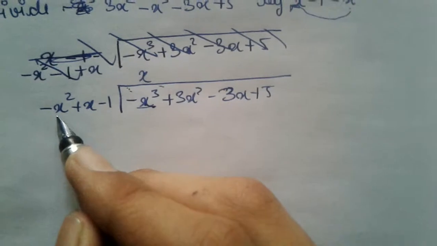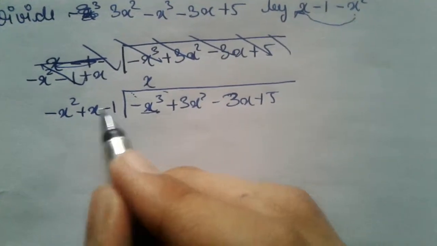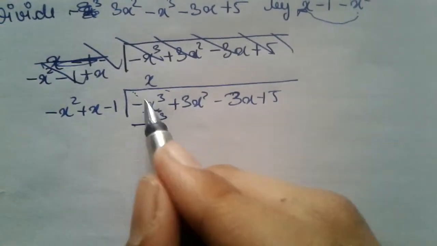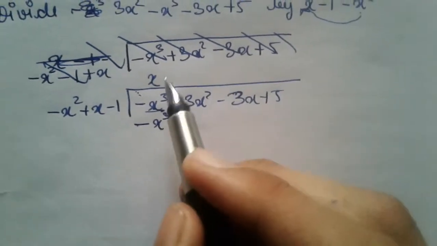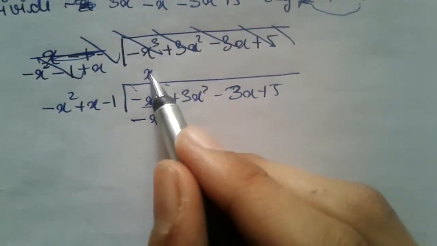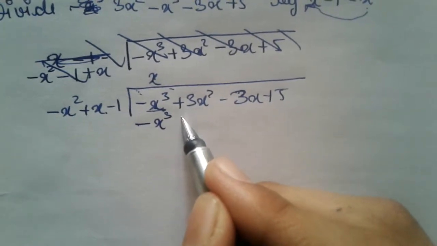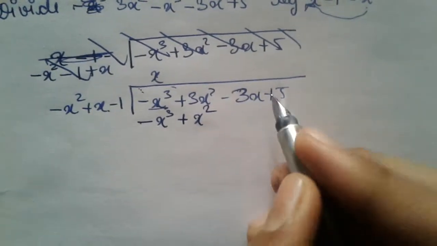So again, minus x square into x, we get minus x cube. We know that minus x square into x, by the law of exponents, will become minus x cube. Now x into plus x square will be plus x square alone, and minus x.